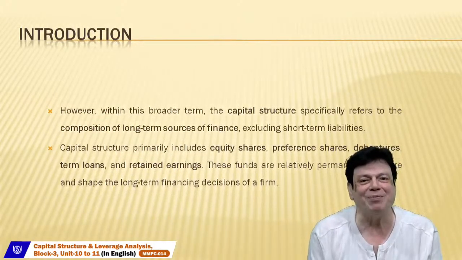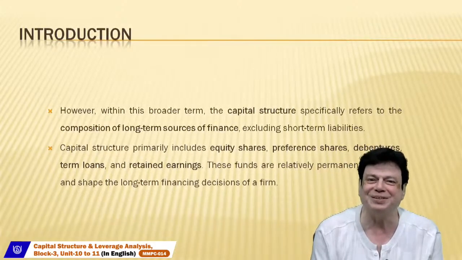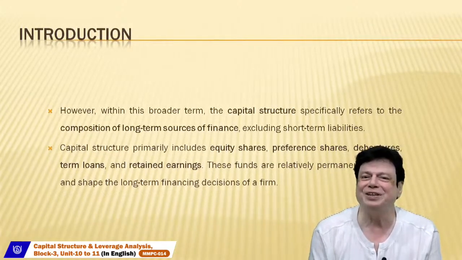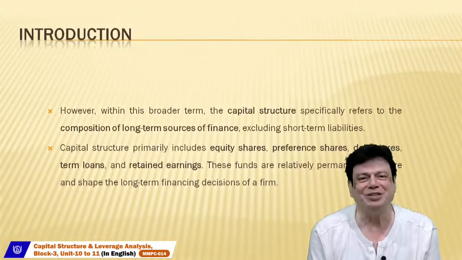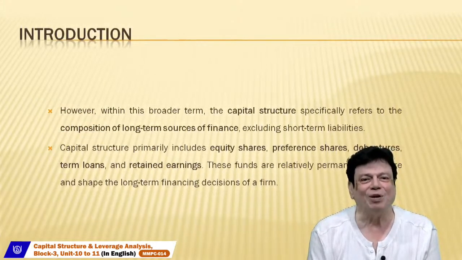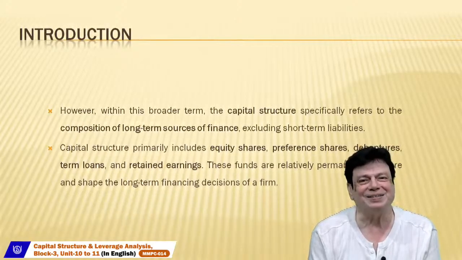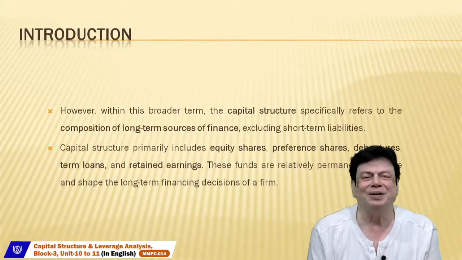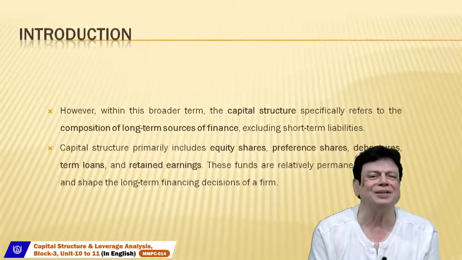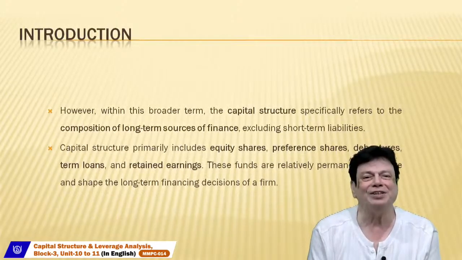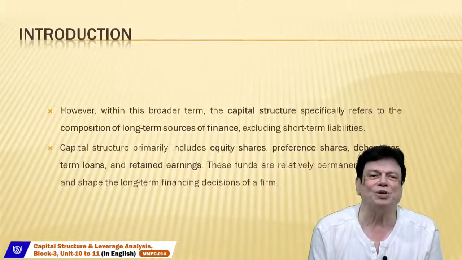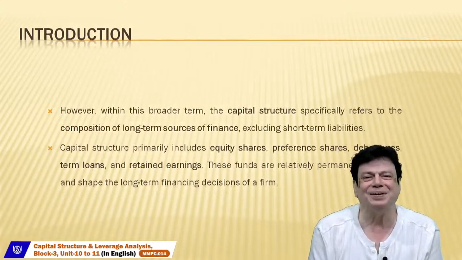Capital structure primarily includes equity shares, preference shares, debentures, term loans and retained earnings. For debentures, when you purchase them, the company pays you fixed interest. Term loans can be taken from banks or financial institutions, and whatever is the profit, some portion of that they reinvest in the business.